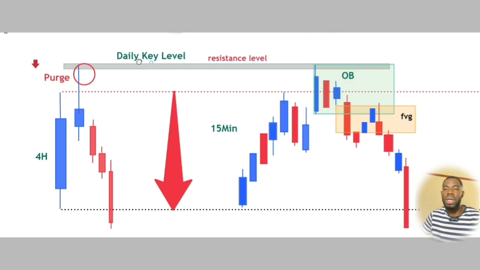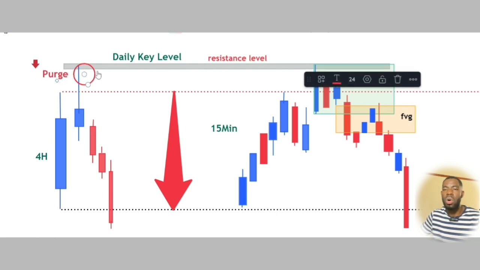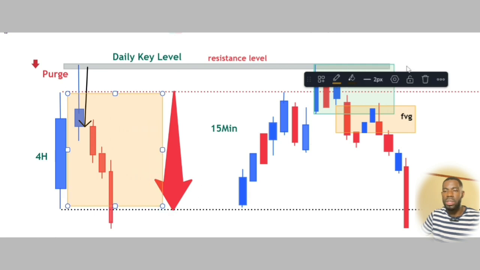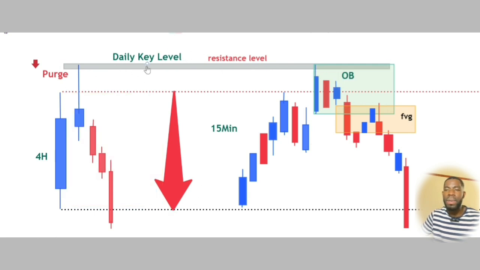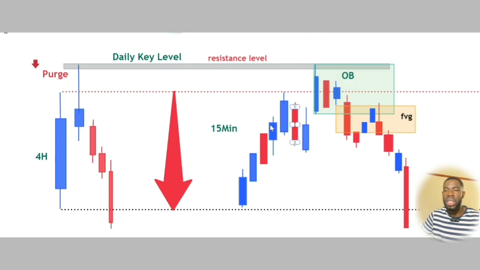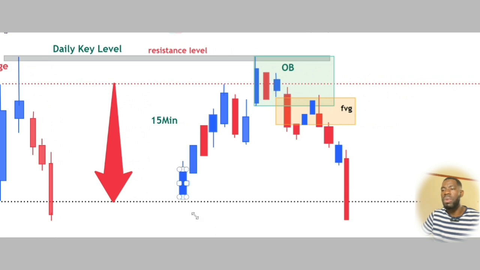All right, so when the purge happens and there is a reaction at the daily key level, and the price returns to close within the range, it closed here within this range. Now we have already confirmed that the purge has happened at a daily key level. It has broken above the highest price of our candle. We are focusing on the range. There is a purge at a daily key level at resistance, and it has returned to close within the range. Now we go to our 15 minutes time frame to enter.